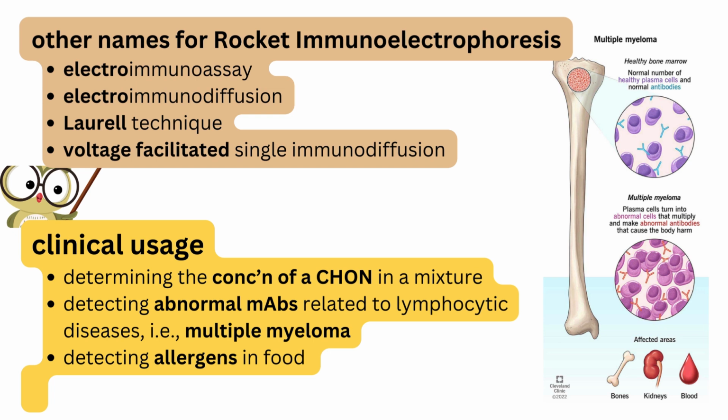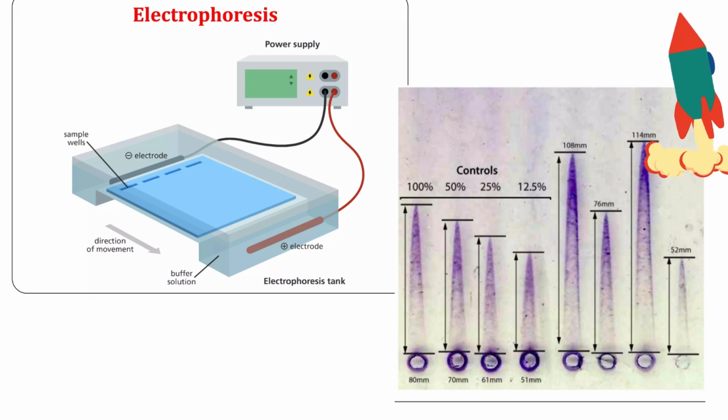You might ask how it is applied in the clinical setting. It is used to determine the concentration of a protein in a mixture, detect abnormal monoclonal antibodies related to lymphocytic diseases like multiple myeloma, and detect food allergens. So here, guys, electrophoresis. Can we review what electrophoresis is? What is the principle? The principle involves the movement of charged particles like proteins, DNA, or RNA through a gel or medium under the influence of an electric field. So how does it work, guys?